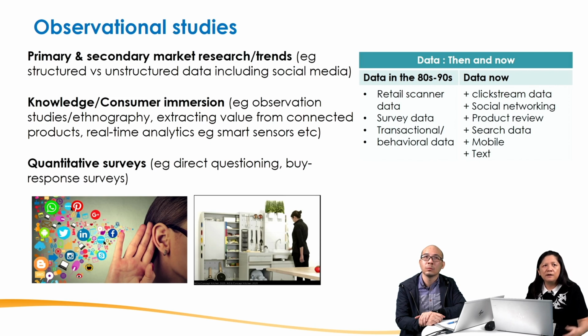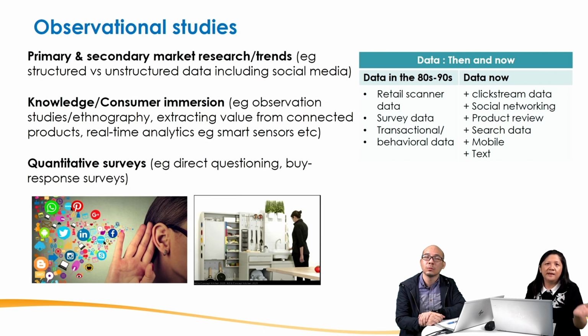The second area is knowledge and consumer immersion. For example, you can see the lady looking at the kitchen, understanding how people navigate their way and observing what they do in their natural environment. So these are observational studies or ethnography. And we can also look at how we can extract value from connected products and services, as well as real-time analytics using smart sensors. The third area is quantitative surveys, direct questioning, and so on and so forth.